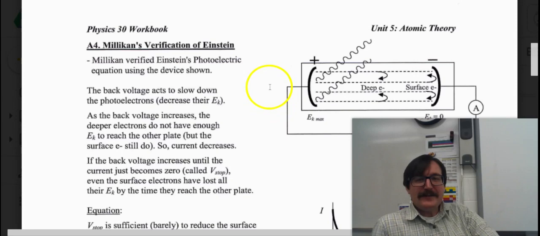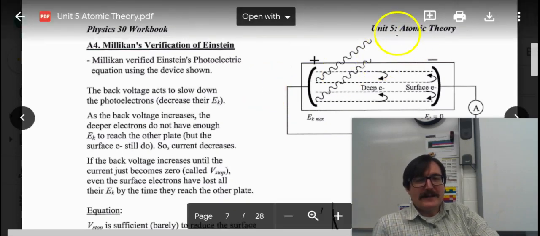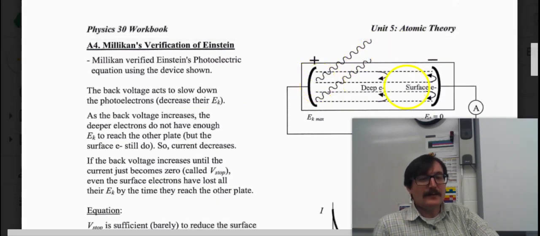All right, Millikan verified Einstein's photoelectric equation using the device shown. So notice, the photoelectric effect is about photons incident on a cathode ejecting photoelectrons, which are simply electrons. So when the photons strike the cathode and eject electrons, how can we measure the kinetic energy of the electrons? How fast they're moving?